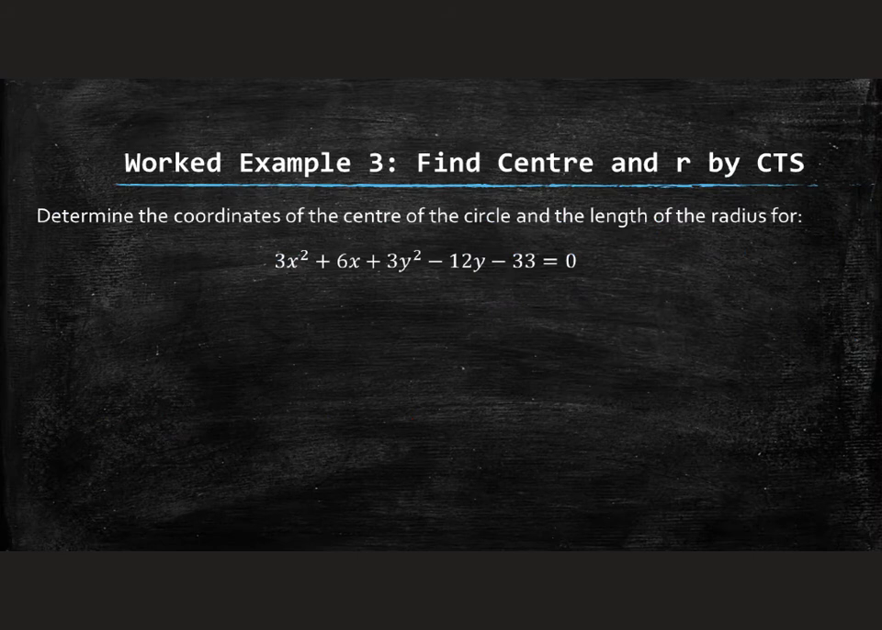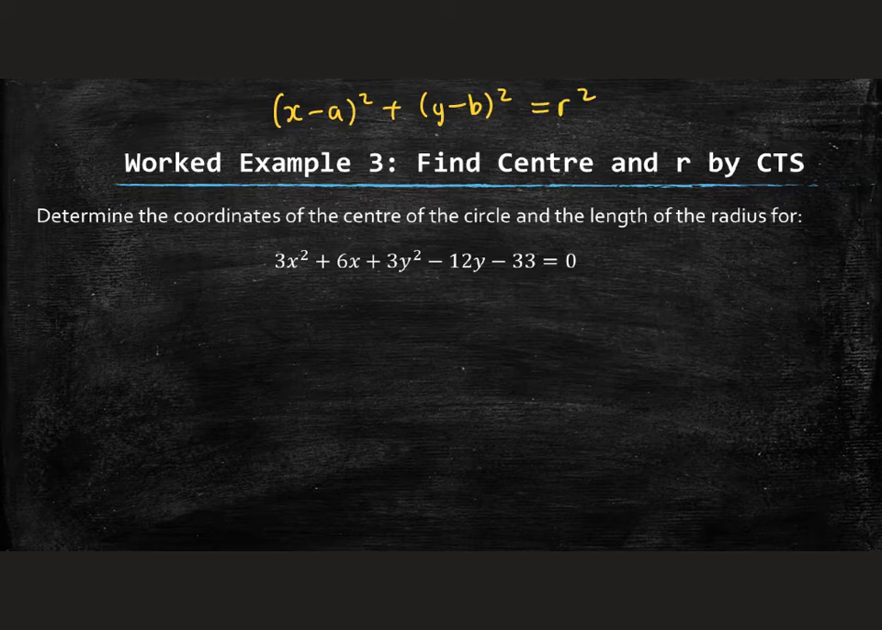Let's look at another example. Determine the coordinates of the center of the circle and its radius in this form. Pause the video and try it yourself. Good. Well, there's a couple of things we've got to do here. This is not in the form we want. Remember, the form we want is x minus a all squared added to y minus b all squared equals r squared. What we've got here is an expanded form.